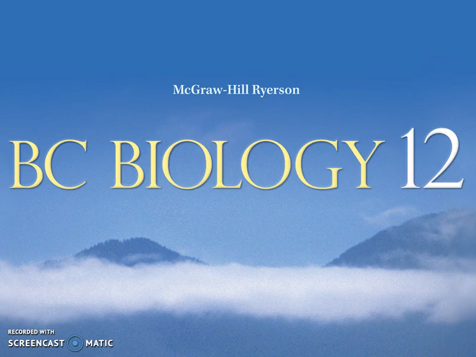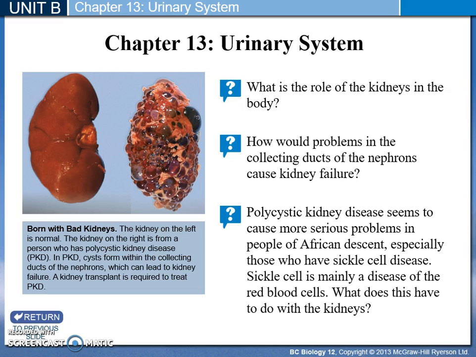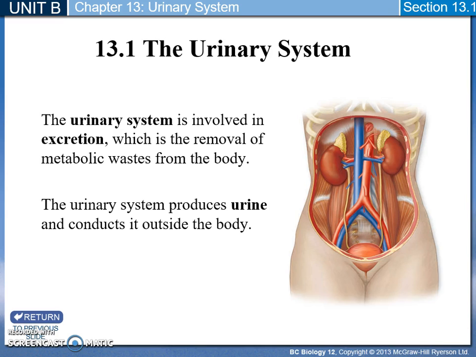This video is going to cover section 13.1, which is the introduction to the urinary system. The urinary system is involved in excretion, and this is the removal of metabolic waste from the body, as opposed to the waste from the digestive tract. These are the waste products that occur due to metabolism of various materials within the body. So the urinary system produces urine and it then conducts it outside the body.